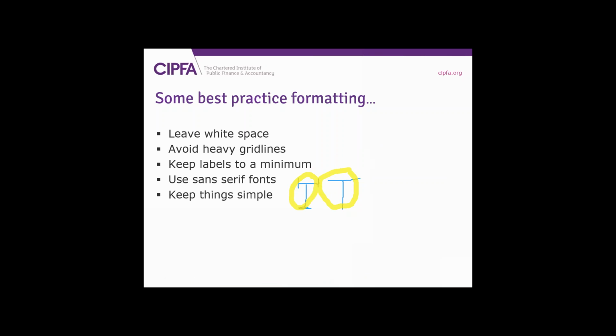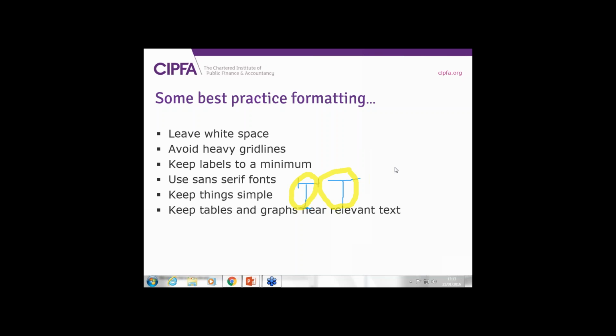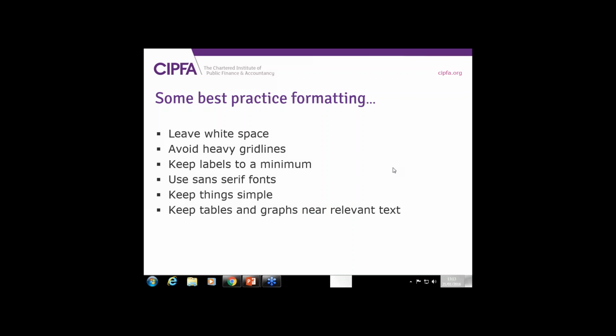Keep things simple, so one, maybe two messages per table or per graph. And if you can keep those tables and graphs near relevant text, that's going to make it easier for the reader, and less likely to cause confusion because they're flicking backwards and forwards.